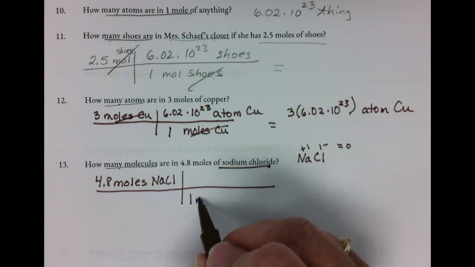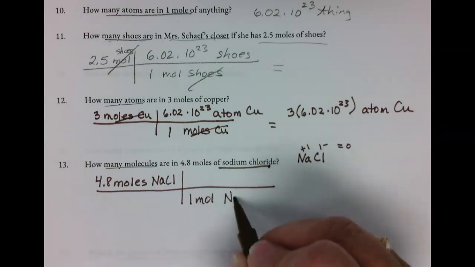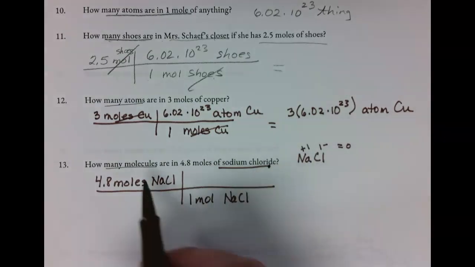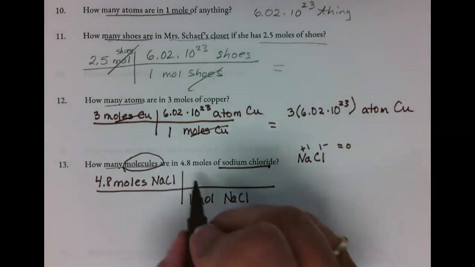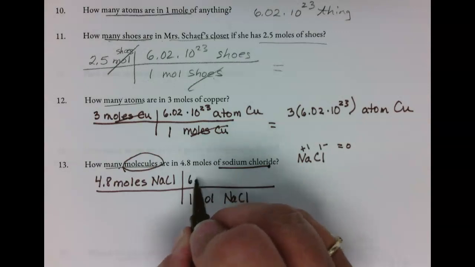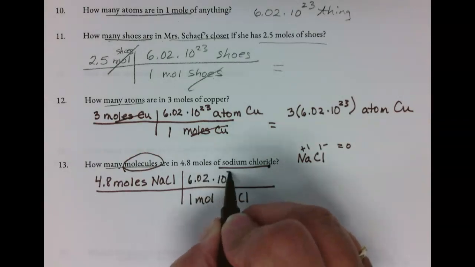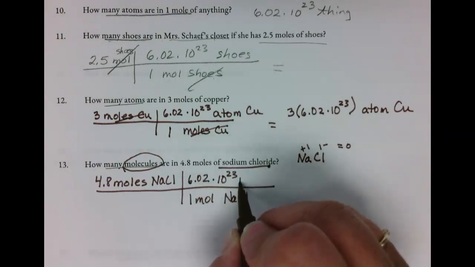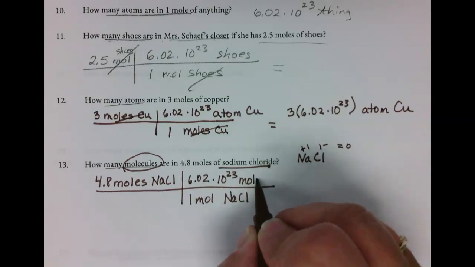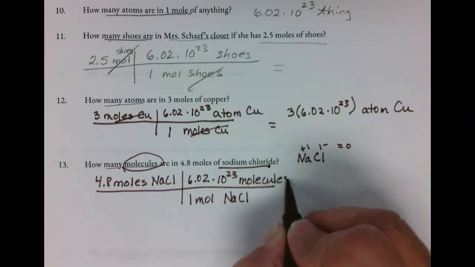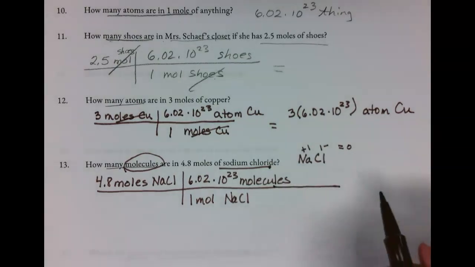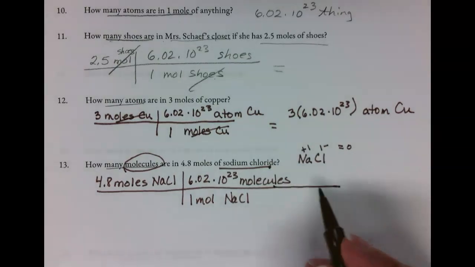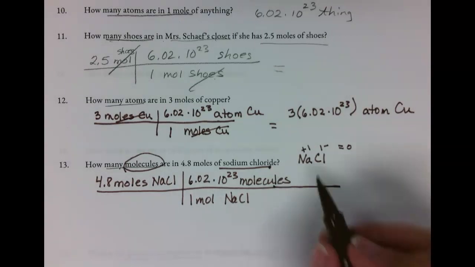1 mole of NaCl. And again, we want to know how many molecules, so that's a counting thing. Anytime we're counting, it's Avogadro's number. This time, we're going to use molecules. Remember, Avogadro's number, the label on it can change to whatever you're looking for. Most conversion factors can't change, but Avogadro's number can always change the label. So again, NaCl.